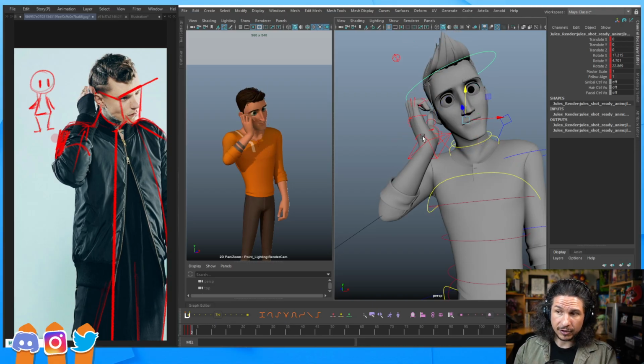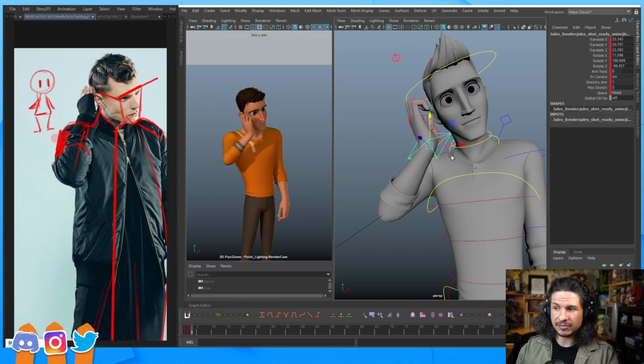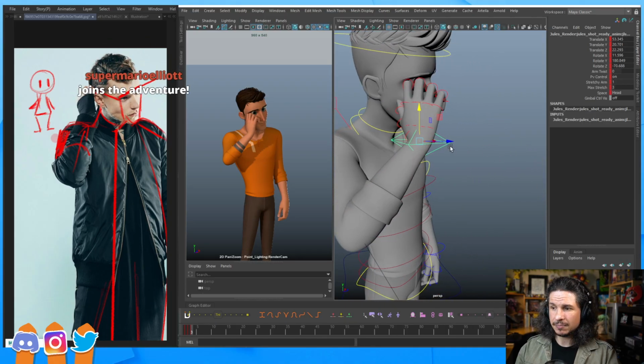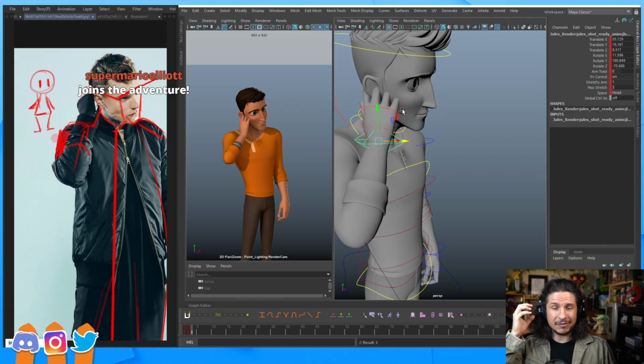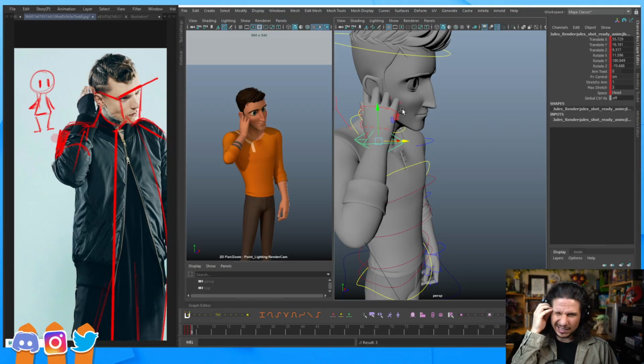So if your rig doesn't have that, yes, you're going to have to create a constraint. But in my case, because this rig has this feature, I can just turn that on, and then now if he was holding a cell phone and he's talking, or if he's scratching his head and kind of doing this, that's it, I'm done.